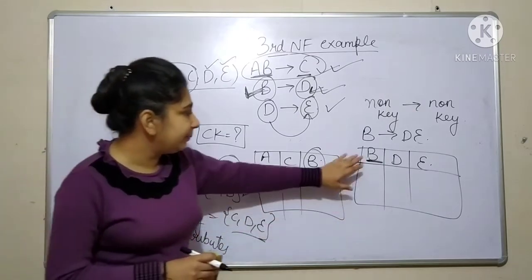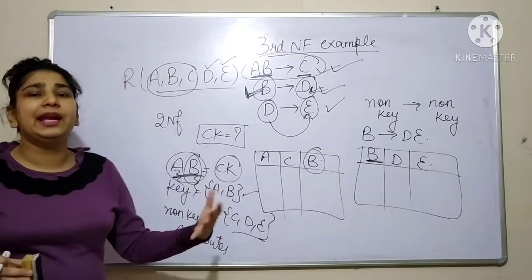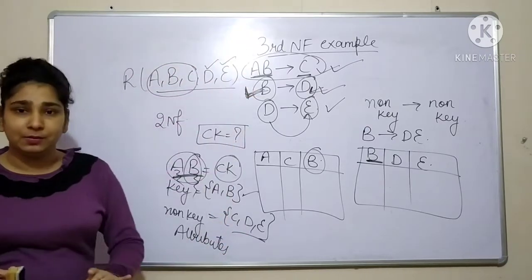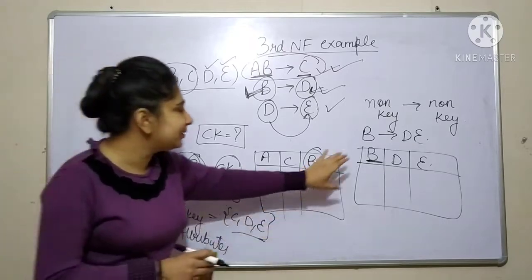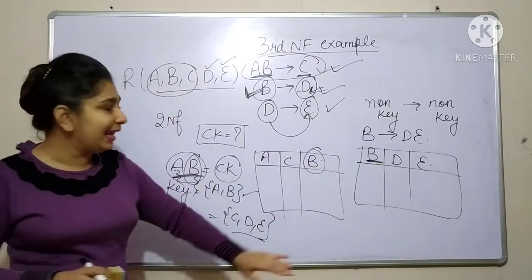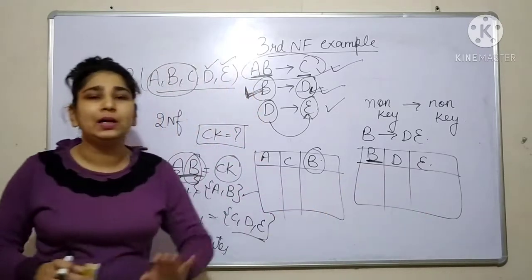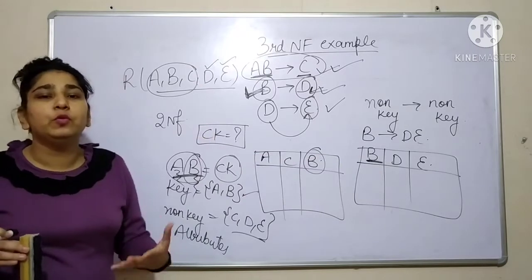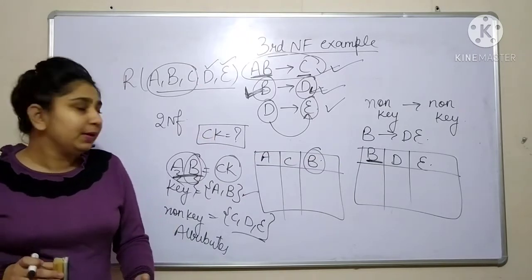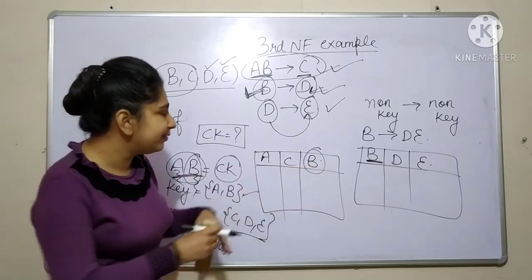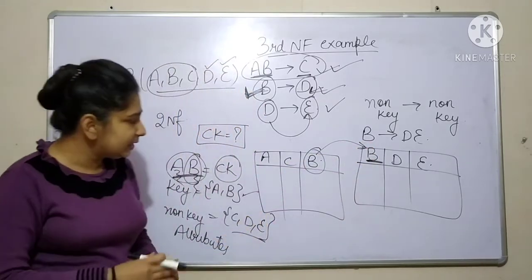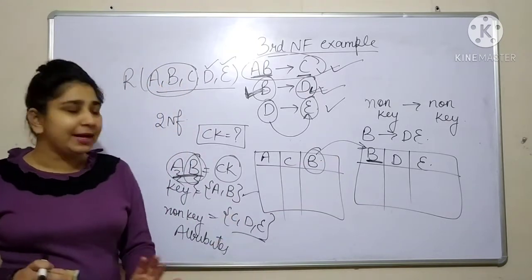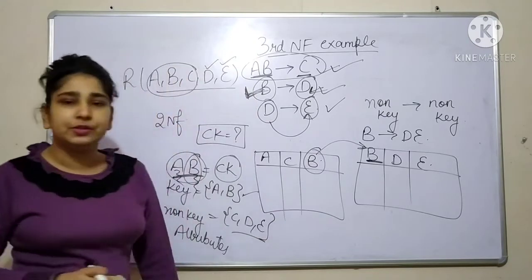Initially, for B, D and E, a lot of duplicated values were present when we had only one relation. But now we have made a separate relation for it, and we are storing only one value. So we have removed our redundancy. This B is referring here. This way we try to decompose our relation.